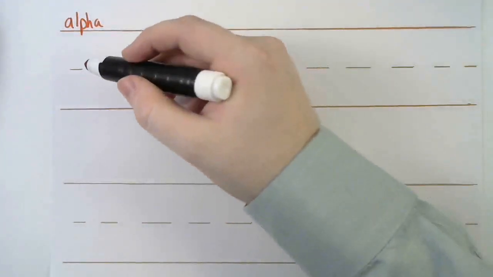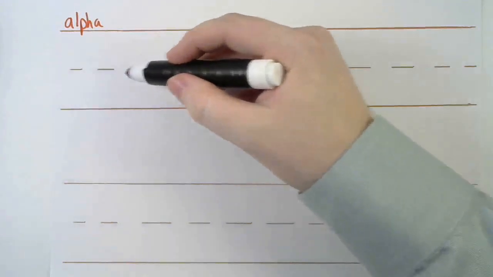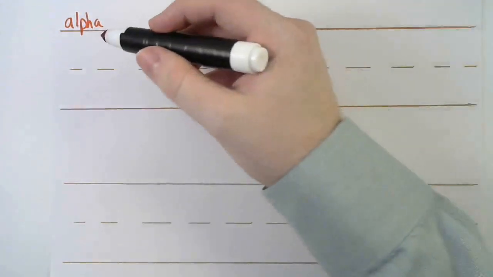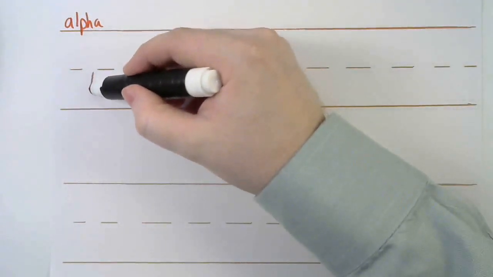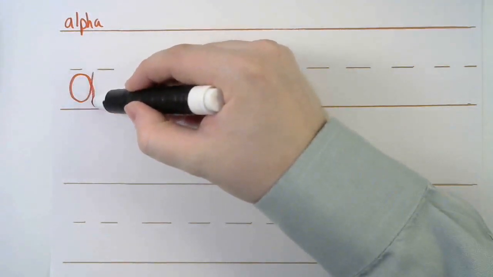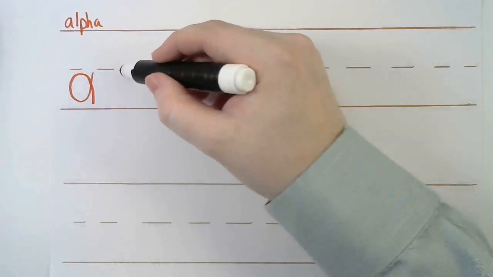But alpha starts, it's a half-tall letter. You either have a full-tall or a half-tall letter. The dotted line here would be the center line. You start at the middle, and you come down, and you loop back, and come back down. There you go. That is a lowercase alpha.